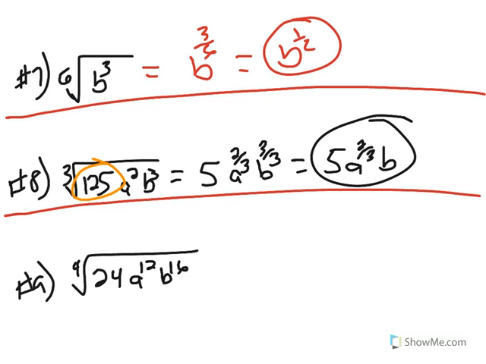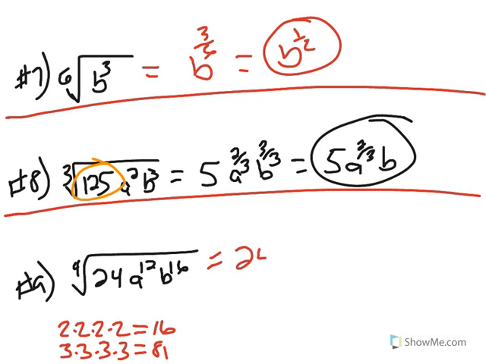Number 9, we got the 4th root of 24 times a to the 12th times b to the 16th. The 4th root of 24. Let's see if 2 works. I'm just going to make a little note. 2 times 2 is 4, times 2 is 8, times 2 is 16. Doesn't work. Maybe 3 works. 3 times 3 is 9, times 3 is 27, times 3 is 81. Doesn't work. That means the 4th root of 24 exists, but it's not an integer.